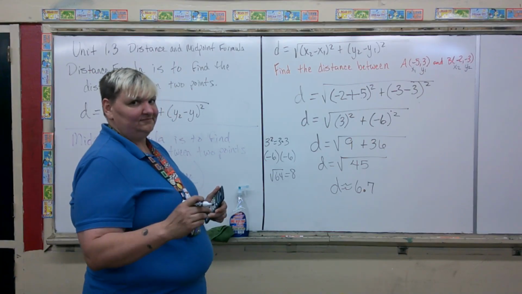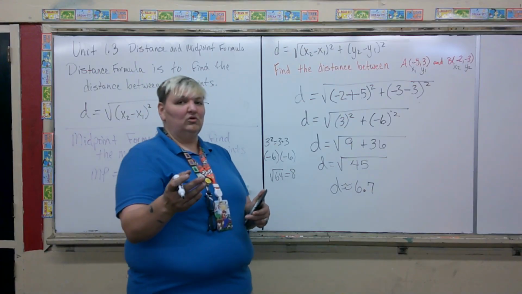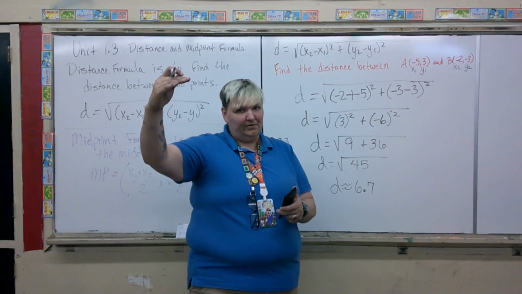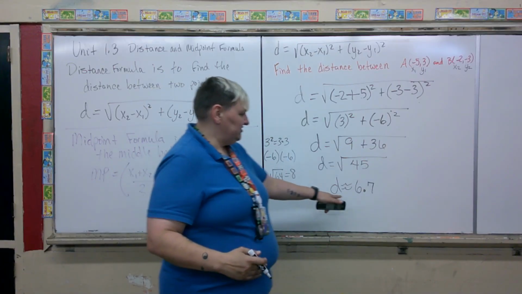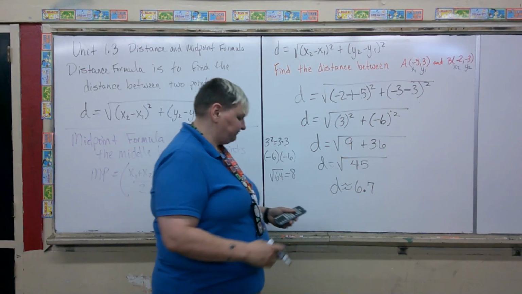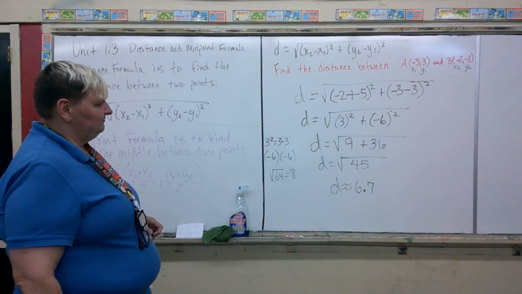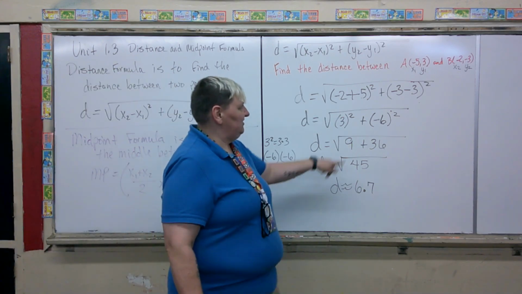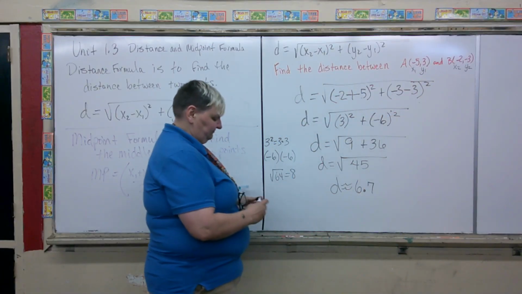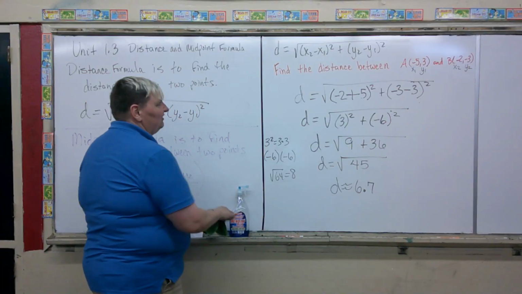1 decimal is fine. Just make sure you're rounding correctly. Remember the old rule, if it's 4 or below, you round down. If it's 5 or up, you round up. This was 6.70, so 6.7. So the distance between these 2 points is approximately 6.7. Pause, think about it, rewind it, watch it again. I'm about to erase it and give you another example.